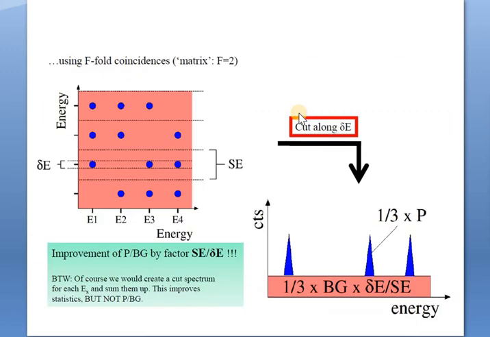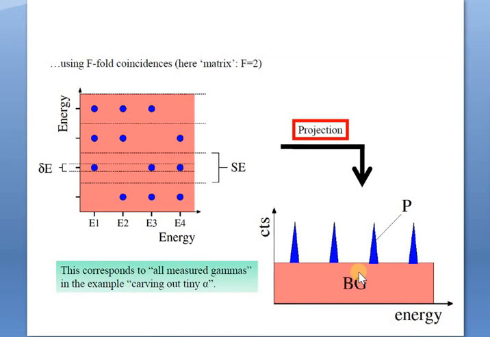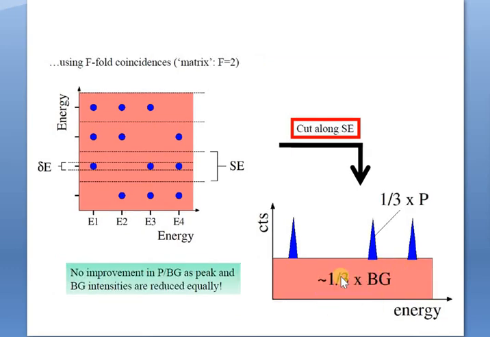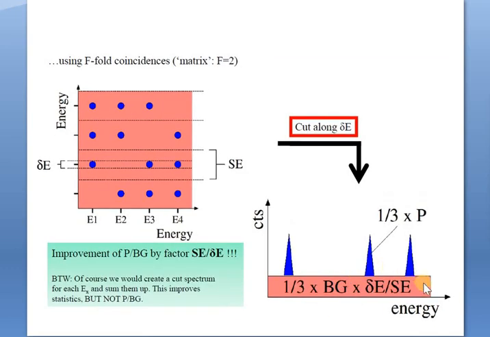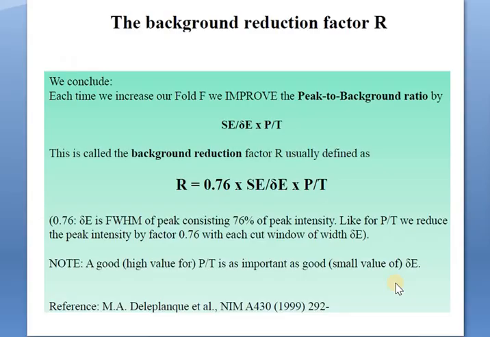Thus, we lose peak intensity by the peak to total factor each time we increase the fold factor. This is important. However, there is a reduction in the background. And how is that? Through the last pictorial example, we observe that each time we increase our fold F, we improve the peak to background ratio by this factor.